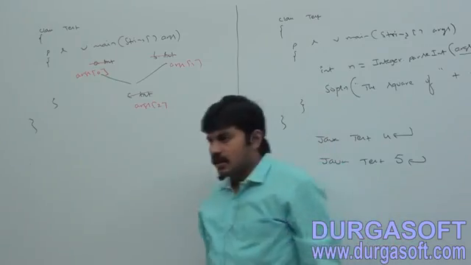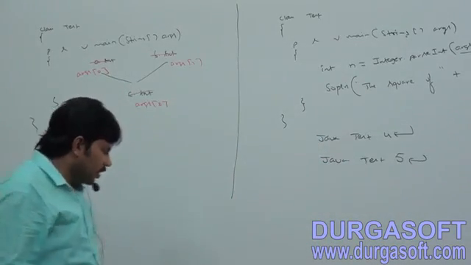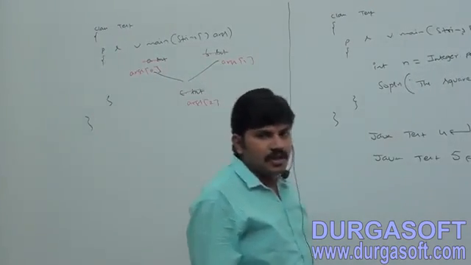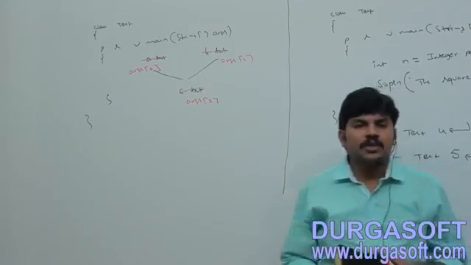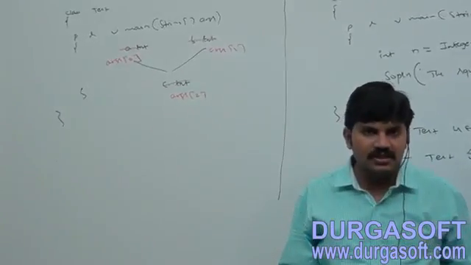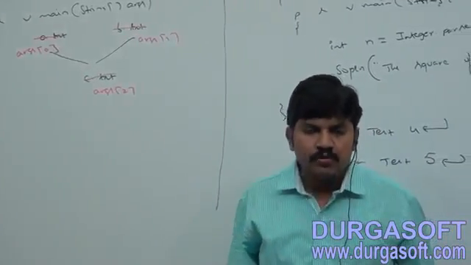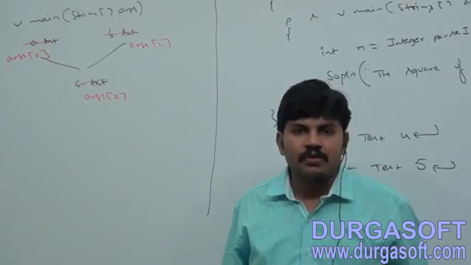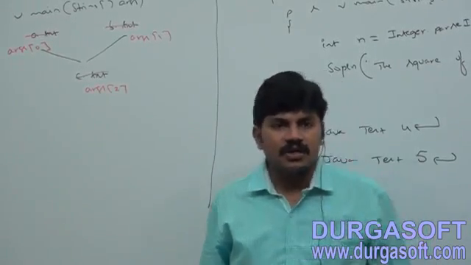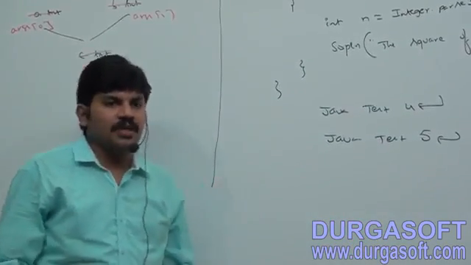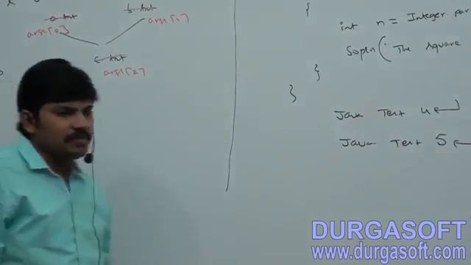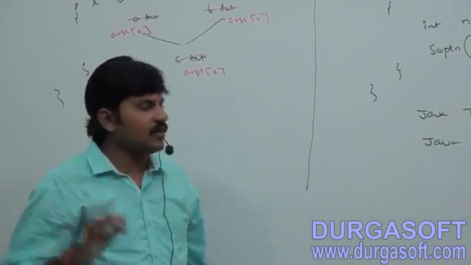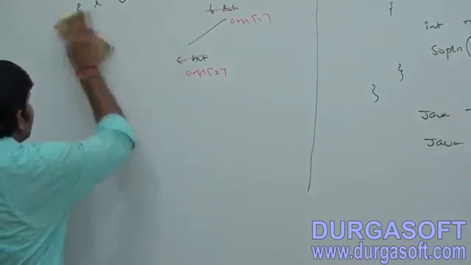Okay, the main objective of command line arguments is we can customize the behavior of the main method. That's all. So what is the main purpose of command line arguments? We can customize the behavior of the main method, right? Okay, that's all. So this is what is command line argument, what is the purpose, right?